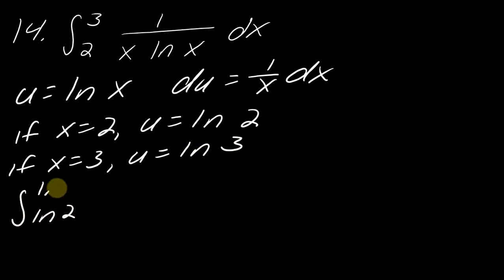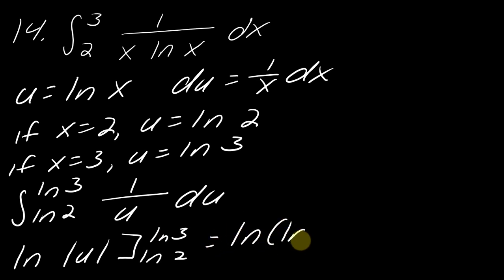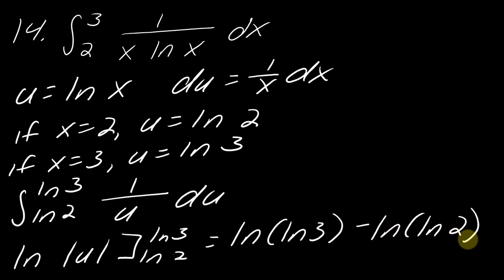So this becomes the integral from the natural log of 2 to the natural log of 3, so changing my limits of integration. And then I have 1 over u du. Nice and straightforward. Sorry, this should be 1 over u du, that's what I meant to write. All right, so now if I integrate this, this becomes the natural log of u, and then I just have to plug in these limits of integration. So this answer looks a little weird, but it's totally right. This will be the natural log of 3 minus the natural log of 2, and there you go.